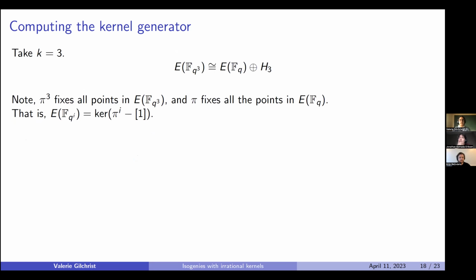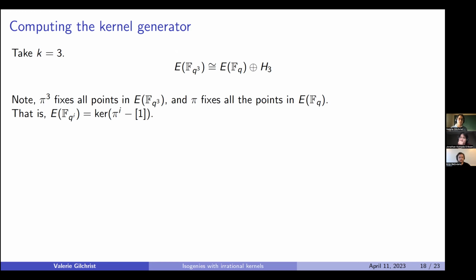Now, to look at our improvements, we're going to start with a couple of examples. Starting with K equals 3, we notice that we can write E over FQ cubed as this direct product. We know that E over FQ is a subfield of E over FQ cubed. So we're going to write it as E over FQ direct product some other stuff, H3, the rest, the leftovers, if you will.